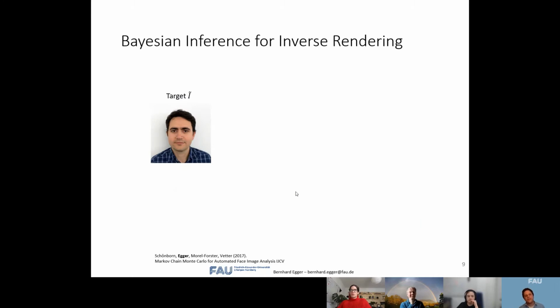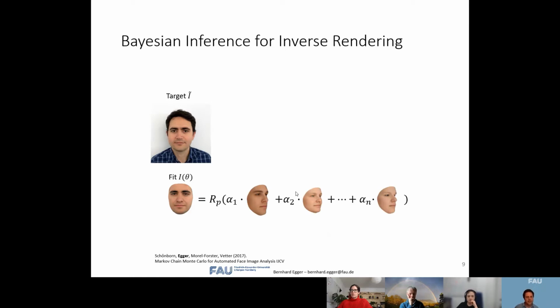What we do then, if we get a new target image, is that we would like to find an image called the fit. And the fit is basically the image that results from this rendering pipeline that you have seen before when you have the model parameters. This is the theta here. So what we would like to do is to find all those model parameters that fit this target image best. And you can imagine that as a simple function. It's the rendering function. So you have some rendering parameters P.